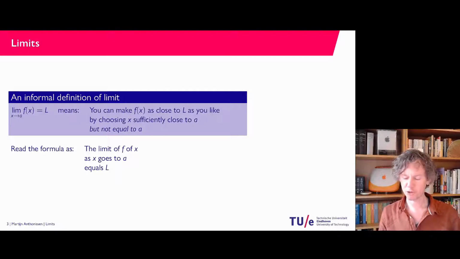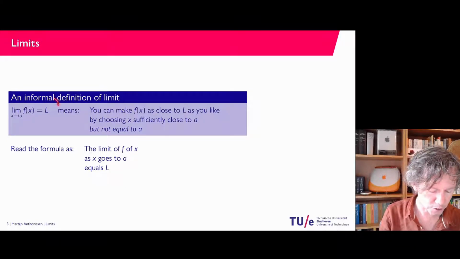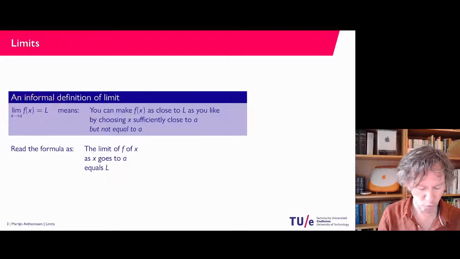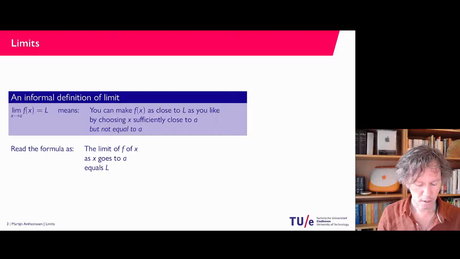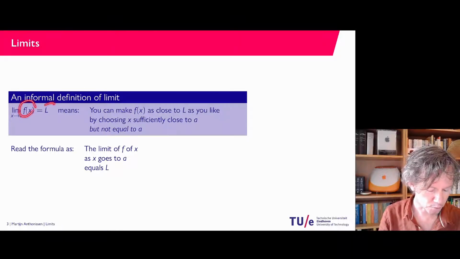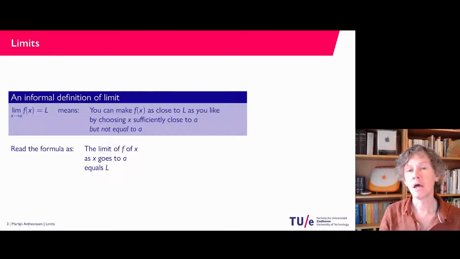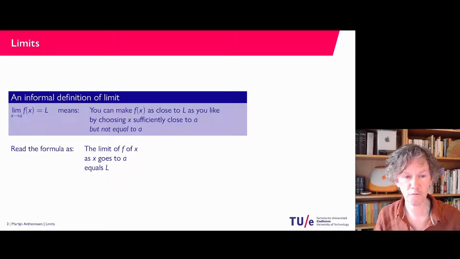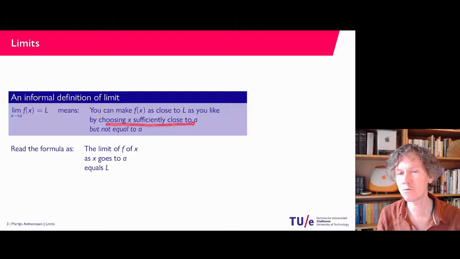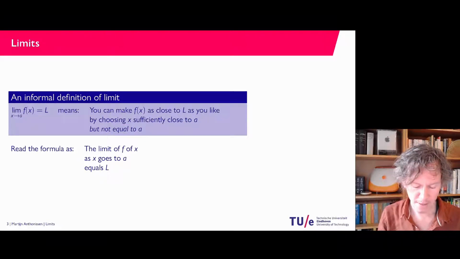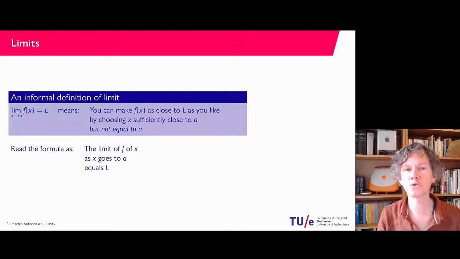First, an informal definition of limit. The notation that we use is this here. You read this formula as the limit of x going to a of f(x) equals L. So the limit of f of x as x goes to a equals L. What it means is that if you choose x very close to a but not equal to a, and that is crucial, so close to a, not equal to a, then f(x) can get arbitrarily close to L.